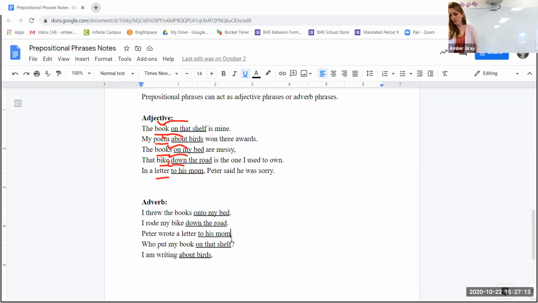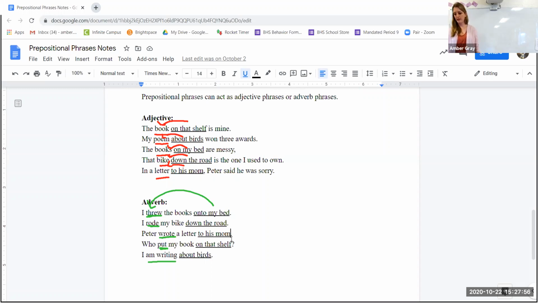I'll do green for verbs. Adverbial phrases don't always have to be right next to the verb that they modify. So I threw the books onto the bed. Here is the verb that's being modified. I rode my bike down the road. Peter wrote a letter to his mom. And who put my book on that shelf? And I am writing about birds. So here now we're describing where this was being thrown, onto my bed. So onto my bed is now describing how the books were thrown.